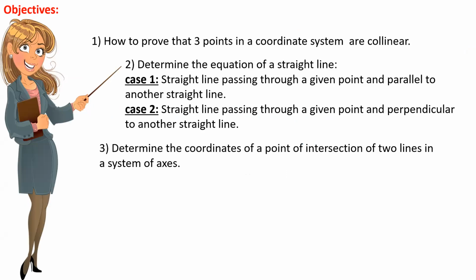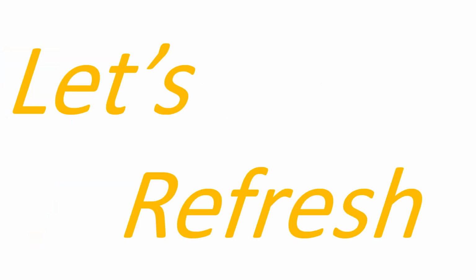Number 2, determine the equation of a straight line in the following two cases. Case 1, how can we write the equation of a straight line passing through a given point and parallel to another straight line? Case number 2, how can we find the equation of a straight line passing through a given point and perpendicular to another straight line? Objective number 3, determine the coordinates of a point of intersection of two lines in a system of axes.